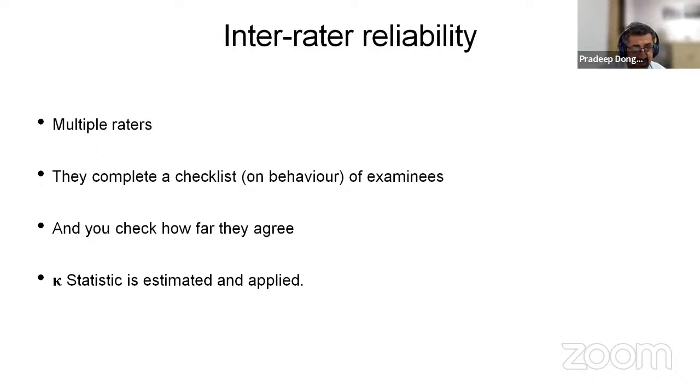And you check how far this group of multiple raters you have given it to agree with respect to the behavior of the examinees or the respondents. So again, here you estimate a kappa statistic. Of course, this again is best left to statisticians. Most of the time, they'll be able to give you a number and explain to you what it means. We sometimes do it ourselves, but it's always better to have a statistician.